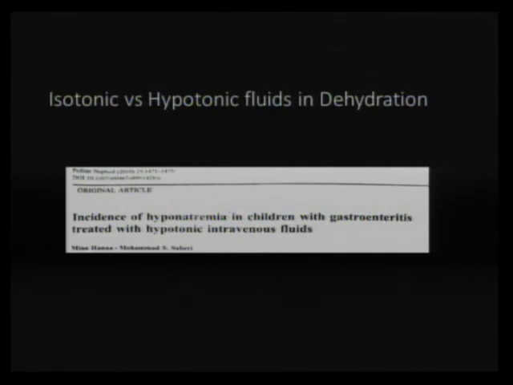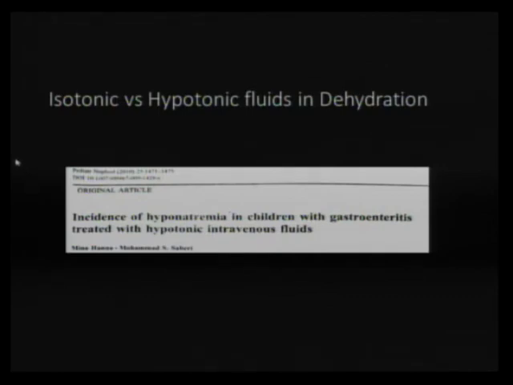All patients were treated with IV hypotonic saline as maintenance or maintenance therapy plus deficit. They noted that 100 patients receiving isotonic boluses for volume resuscitation all had a decrease in serum sodium by about 1.7 milliequivalents.